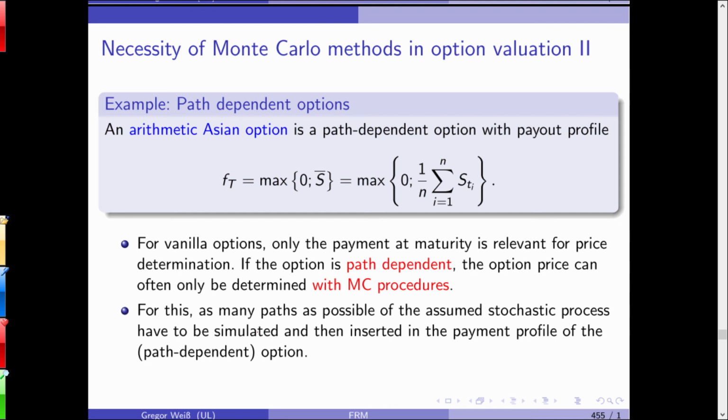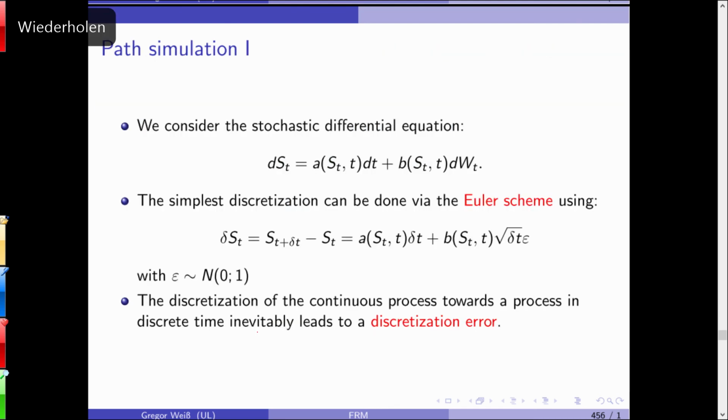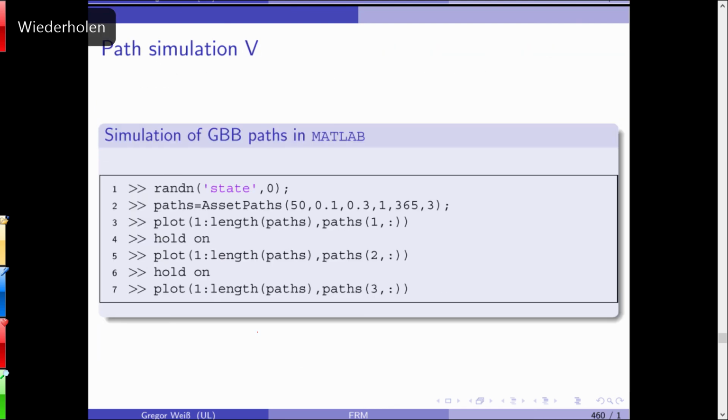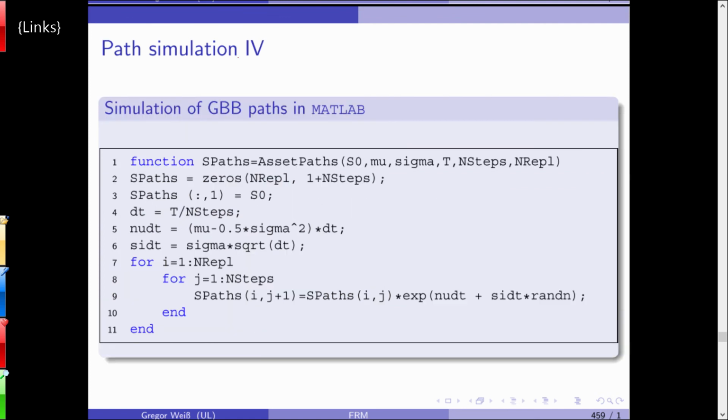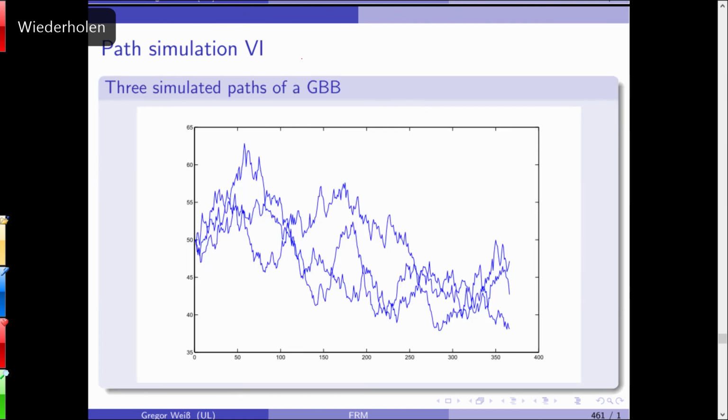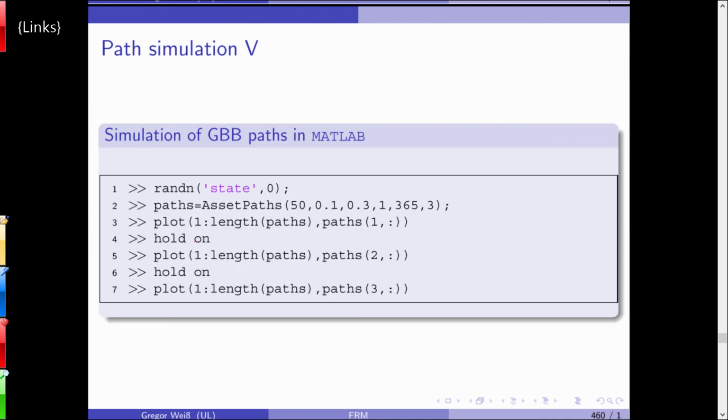Now, because I've already reached my time, what you can do is take a look at the path simulation 4 and 5 slides here, and you can see how very simply you can simulate from a geometric Brownian motion. Remember, the geometric Brownian motion was the model we assumed throughout our whole discussion of option pricing. We are starting at 50 now, and you can see 3 simulated paths here of the geometric Brownian motion.